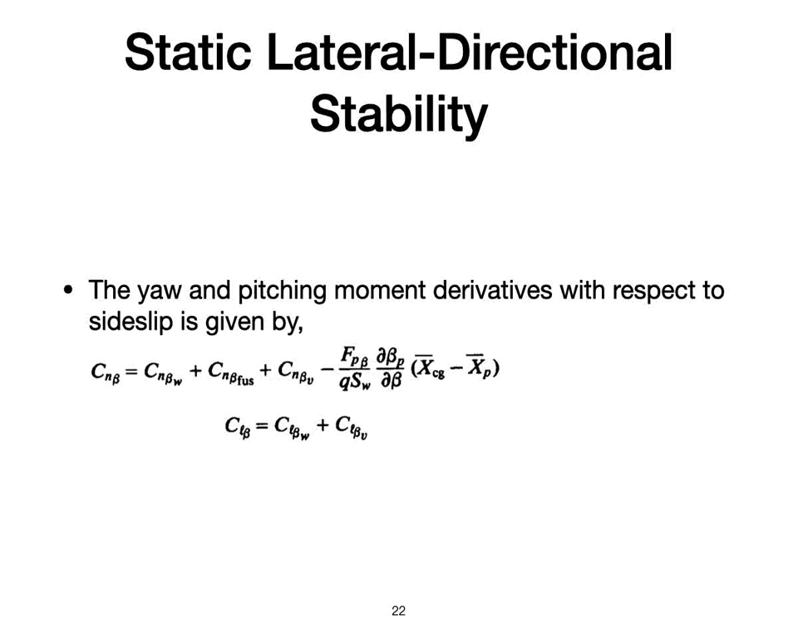Wing lateral directional derivatives depend on dihedral effect. So the rolling moment due to side slip or dihedral effect is proportional to the dihedral angle, but also includes the effects of sweep and wing vertical position on the fuselage.